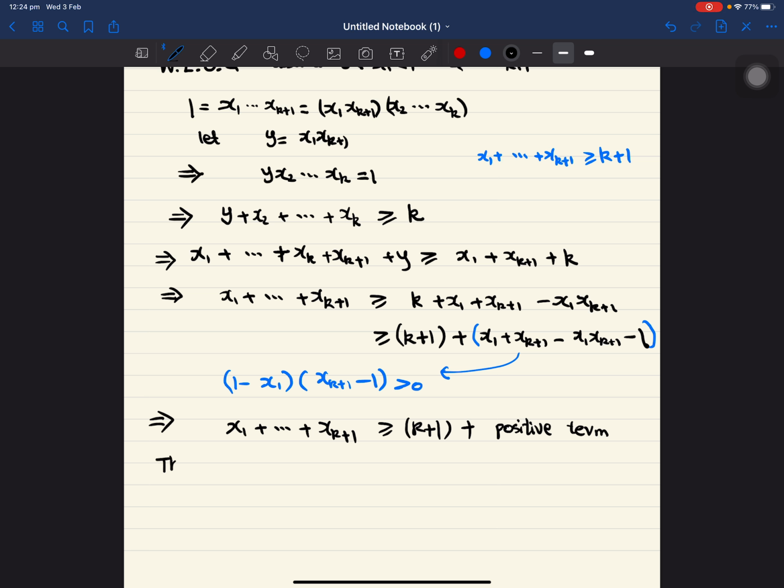Therefore, we have that x1 plus all the way to xn is greater than or equal to n when their product is equal to 1 and they're all positive.